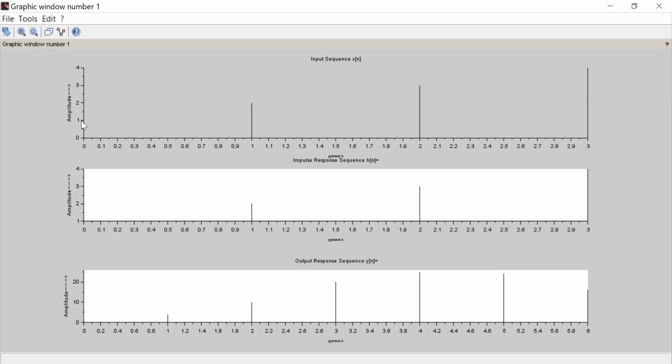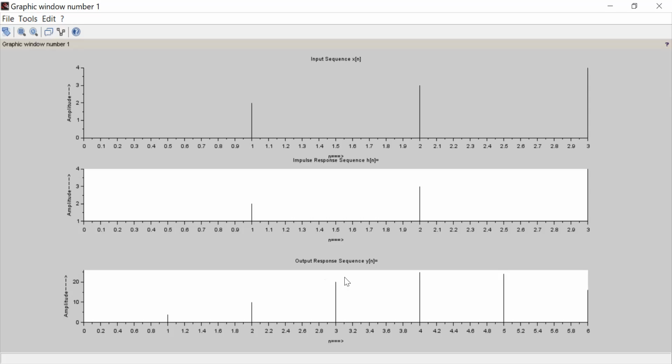It will start at 0. Its amplitude is 1. Next 1, 2, 3. Okay, it will start at 0. Ending limit is 3. Amplitude is 1, 2, 3, 4, x of n. Similarly, this second graph is for h of n. H of n also we have taken as 1, 2, 3, 4. Okay, and it will start also at 0. Lower index we have taken as 0. Okay, here along x-axis and y-axis the values are displayed.